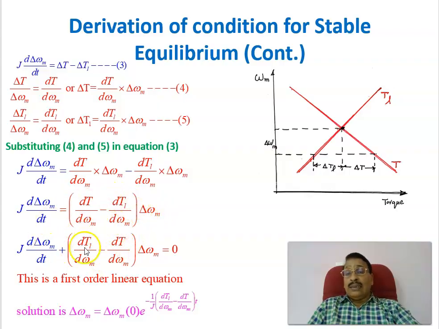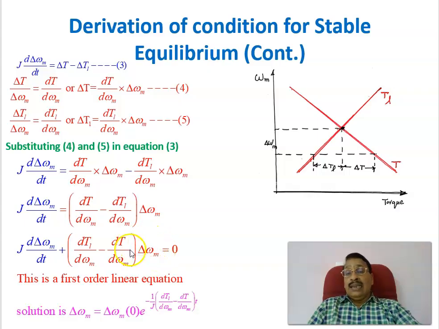As an equation, if you write it as a first order differential equation: J into d delta omega m by dt plus (dTL by d omega m minus dT by d omega m) into delta omega m equal to 0. Therefore, this is a first order differential equation in which you can take the variable as delta omega m. Just like taking x in J dx by dt plus some constant into x equal to 0, where x is the unknown, delta omega m can be taken as the unknown variable.